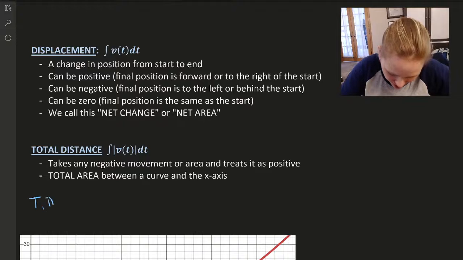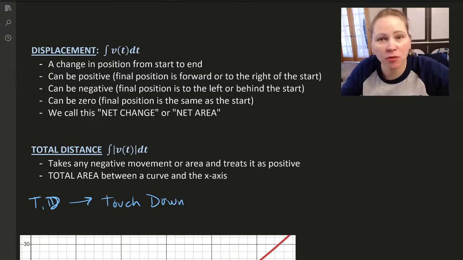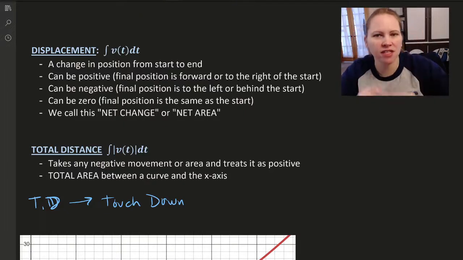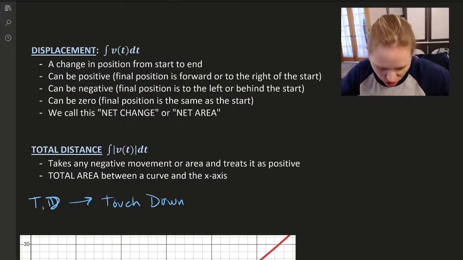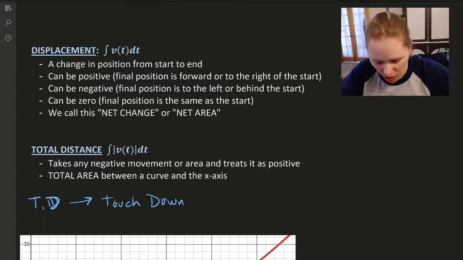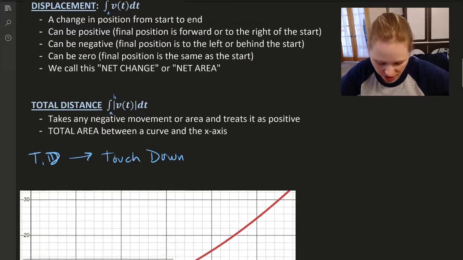Total distance, TD, is like touchdown in football. And what do you do when you get a touchdown in football? You put your hands up, right? If you're the ref, you're like, touchdown! Well, we think of these hands as being our absolute value bars. So really, the total distance is the absolute value of that velocity equation integrated from point A to point B. Even though I have indefinite integrals listed here, really, truly, they would be definite integrals, and so we should have an A and a B floating in there. So from time A to time B, that's my displacement or my total distance.